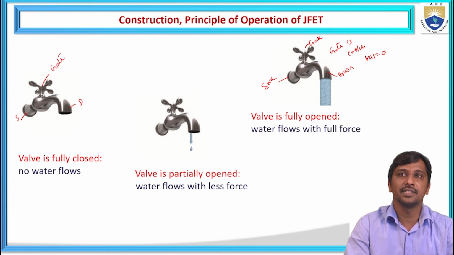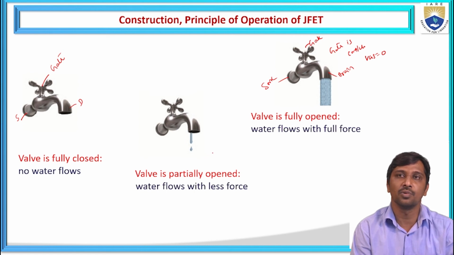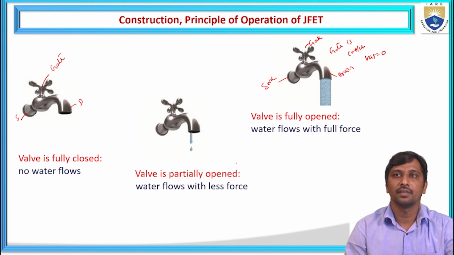So from these three examples we identify that if you want to control the flow of water, that can be done through a valve. Similarly, in a JFET, a junction field effect transistor, if you want to control the flow of drain current, it should be controlled with respect to the applied biasing voltage between the gate and the source. That reverse biasing voltage between the gate and the source controls the flow between drain and source.